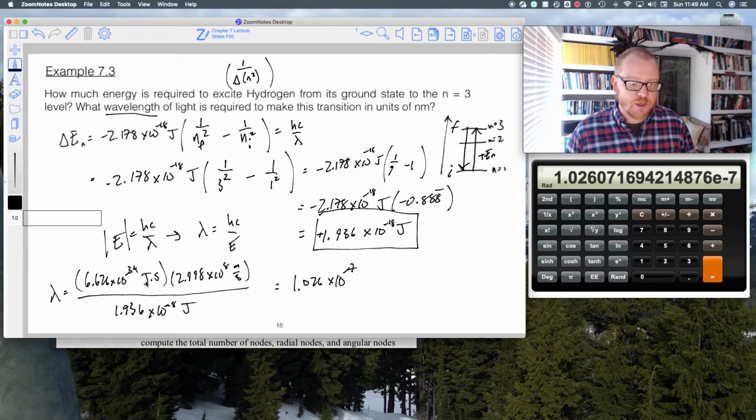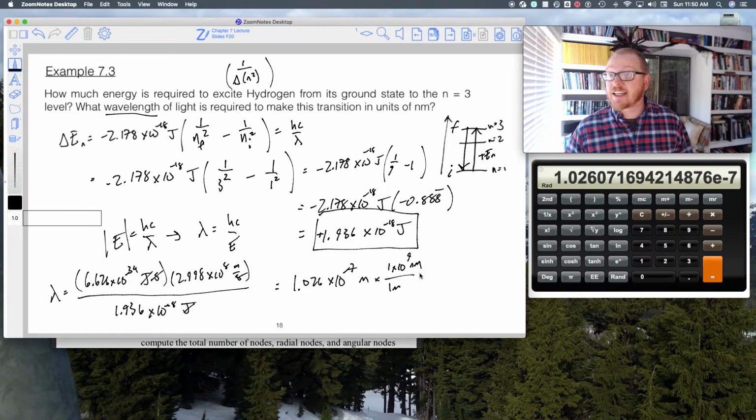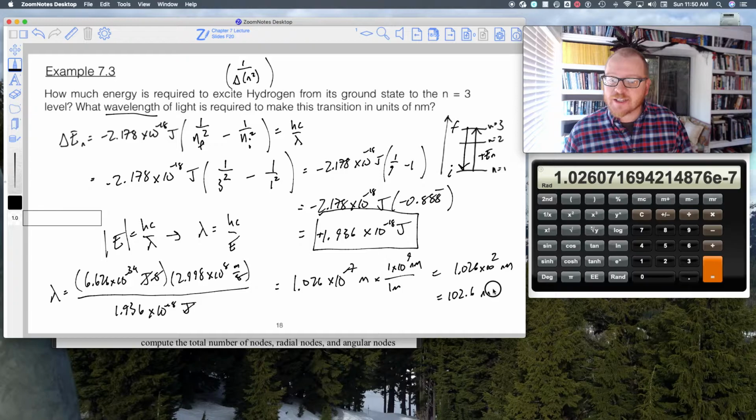And once again, let's do the units. Joules and joules cancel. Seconds and seconds cancel. So that's meters. And I know in 1 meter, there's 1 times 10 to the positive 9 nanometers. So minus 7 and positive 9 gives me positive 2. So that equals 1.026 times 10 to the 2 nanometers, which is the same as 102.6 nanometers, and that's ultraviolet.